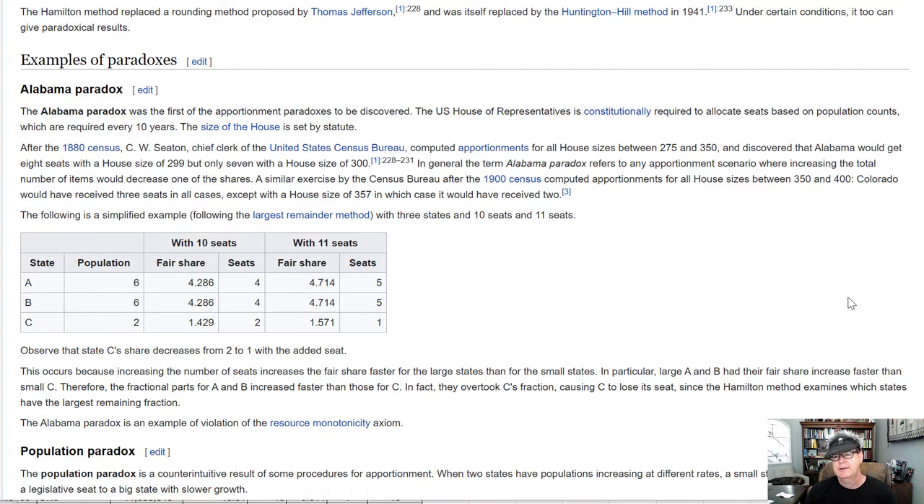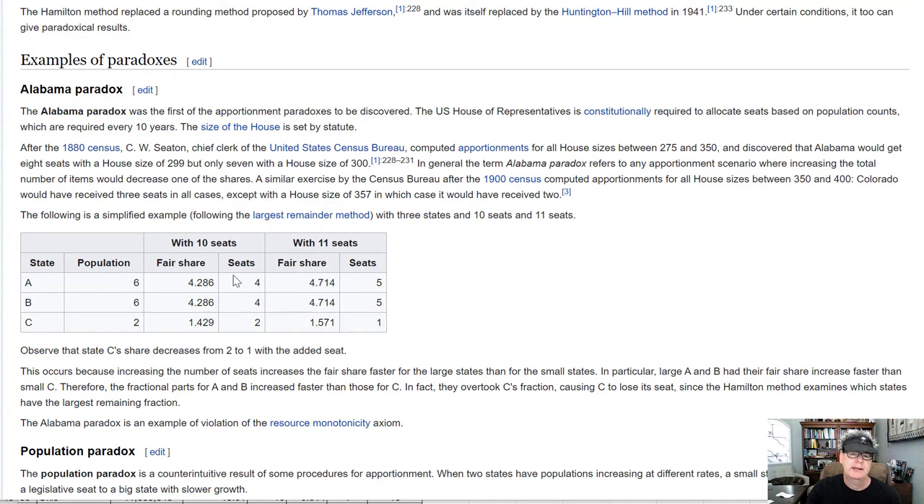And what was noticed, they were trying to figure out how many seats to give out, and they did the apportionment for all house sizes between 275 and 350. So they were trying to figure out how many representatives they should have. This would be for the 1880, and they noticed that Alabama got 8 seats if you gave out 299, if that was the house total. And then if you go up 1, Alabama actually went down 1.